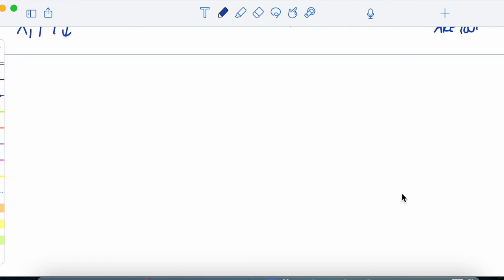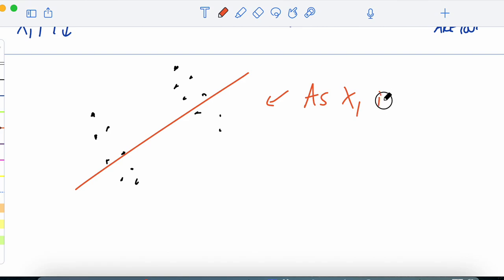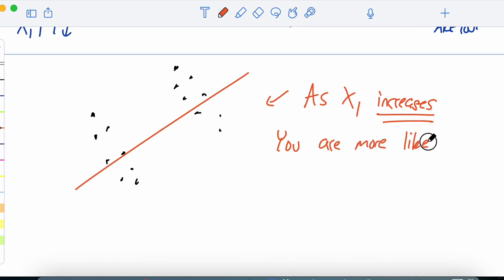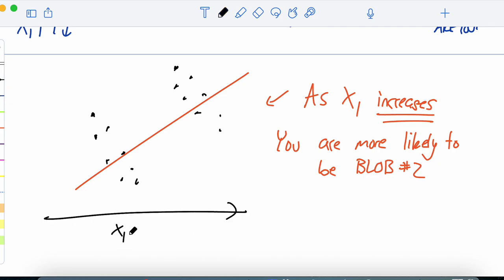And what the computer did is it said, okay, we got two blobs, and the best fit line is like this. The reason the best fit line is like that is because as x1 increases, you are more likely to be a blob 2. So as you increase the x1 value, when x1 increases by 1, we're more likely to see a blob 2 person than a blob 1 person. The blob 2 people have higher x1 values.